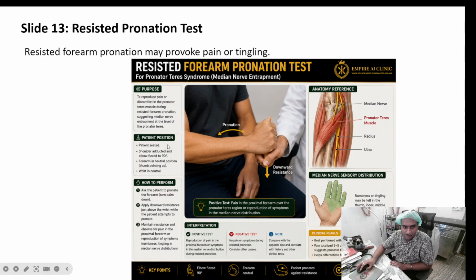So, the same setup: the patient is seated, shoulder erect, and elbow flexed at 90 degrees, forearm in neutral position, thumb pointing up, wrist in neutral. So how to perform? Ask the patient to pronate the forearm, apply downward resistance just above the wrist while the patient attempts to pronate, maintain resistance, and observe for pain in the proximal forearm or reproduction of symptoms. You can see the median nerve distribution.